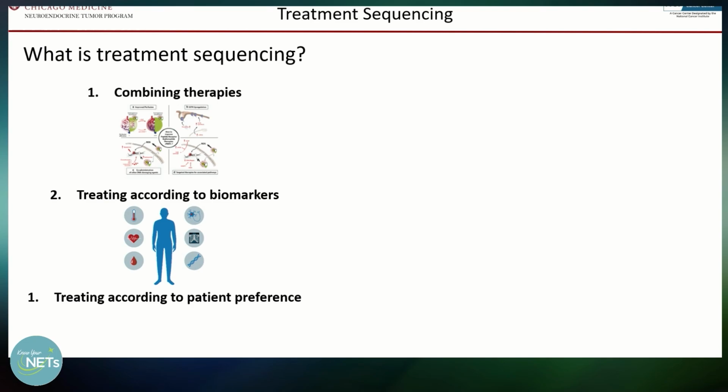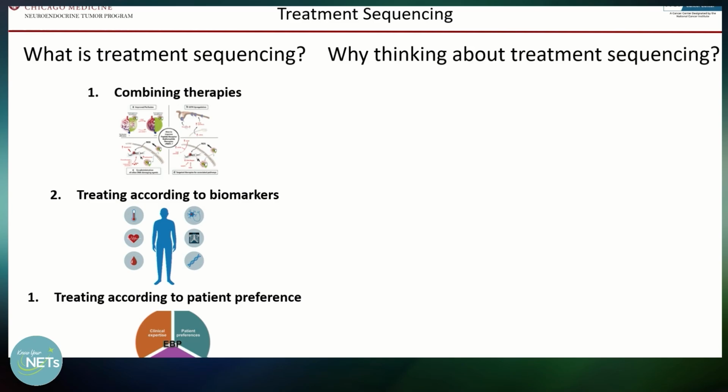And treatment sequencing can also be related to patient preference because, of course, clinical expertise and trial data is important, but patient preference is as well. And sometimes we don't have any good data that says this is better over this. And so we discuss these options with our patients and we discuss the side effects as well. And we let our patients decide what they would like to do with us together.